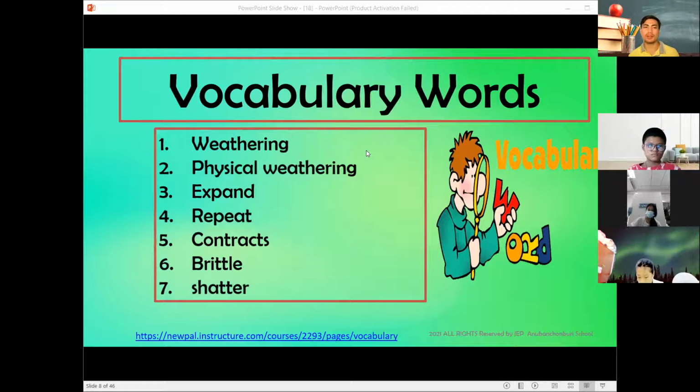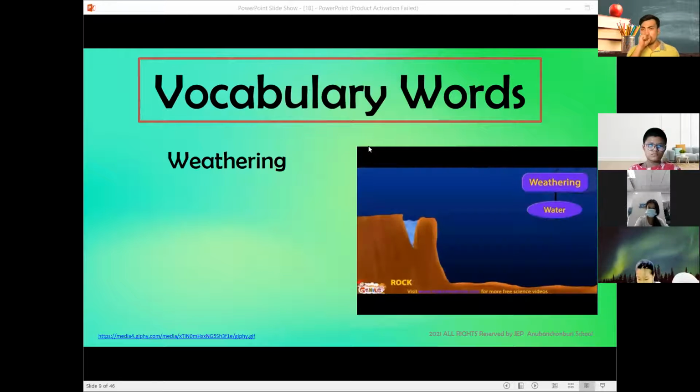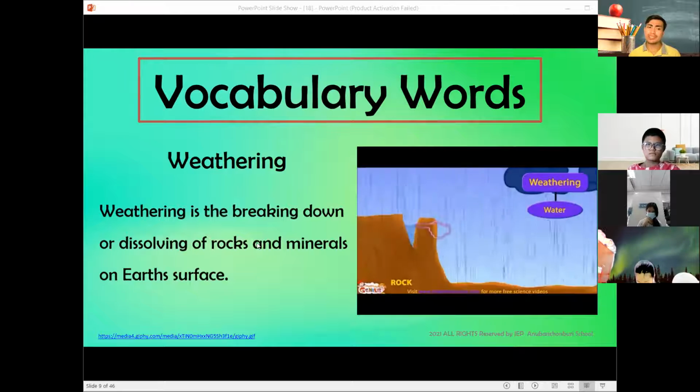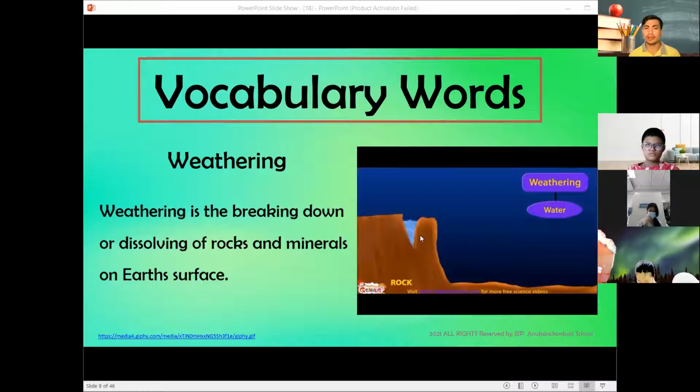You can turn off your microphones now. So the definition of weathering is the breaking down or dissolving of rocks and minerals on Earth's surface. You can see here that there was rain, and look at what happened to this mountain. Cracks were created, and the water is seeping through. So that is weathering, the breaking down of rocks and minerals on Earth's surface.